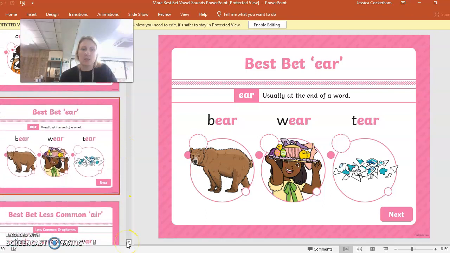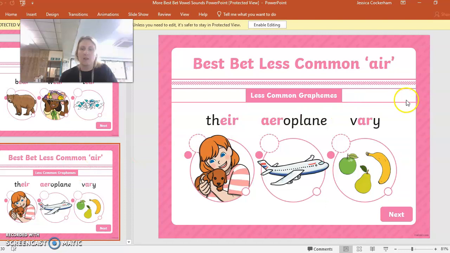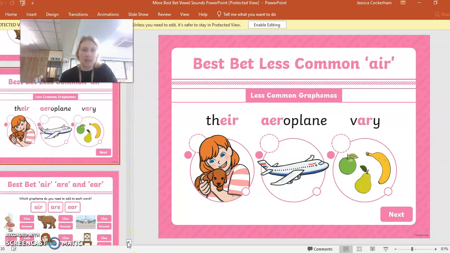Let's have a look at the next one. Air, air. So we've got E-I-R. We've got aeroplane, which is A, E, and R. We've got the word vary, which is like vary. There's a variety there of fruits. These fruits vary because they're all different. A, R, for that air sound there. It's very confusing, isn't it?